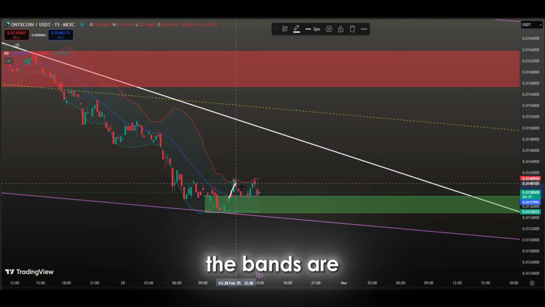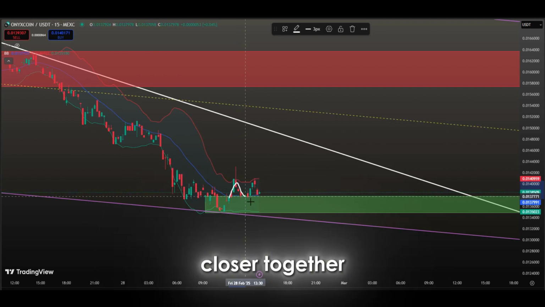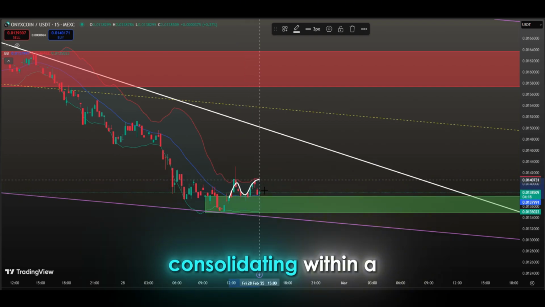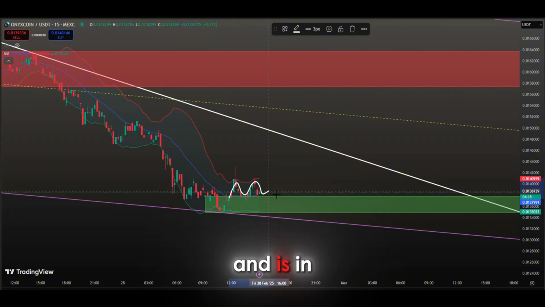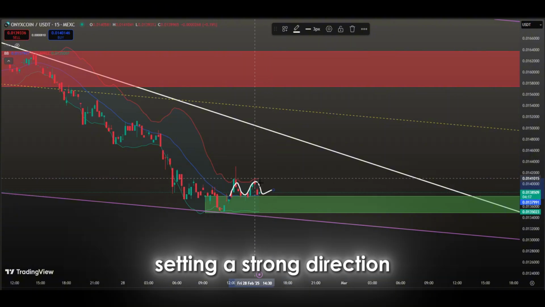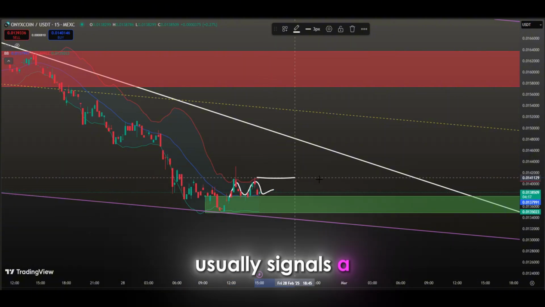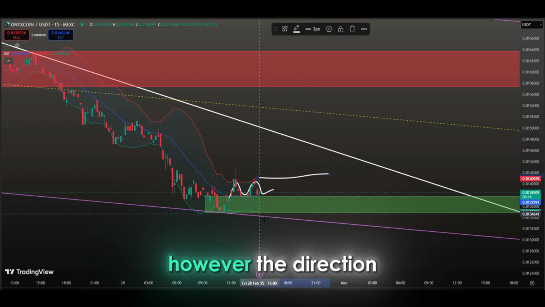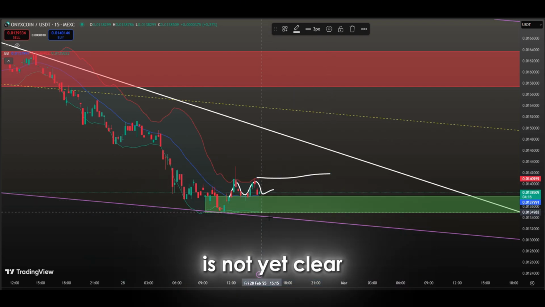At the moment, the bands are getting closer and closer together, indicating that the price is consolidating within a certain range and is in the process of setting a strong direction. This type of situation usually signals a market breakout. However, the direction of this breakout is not yet clear.